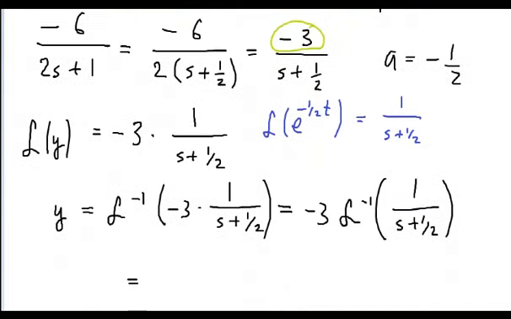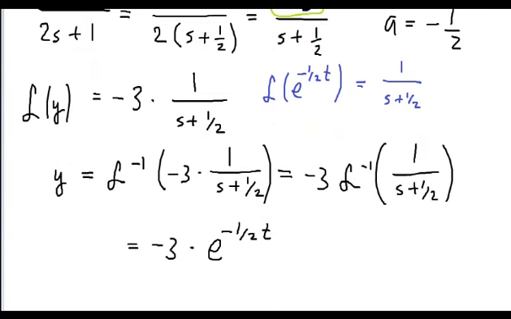So since L of that exponential function is equal to that fraction, then the inverse transform of that fraction will be the exponential function. So we get that this thing is equal to minus 3 times e to the power minus a half times t. And that's the y we were looking for.